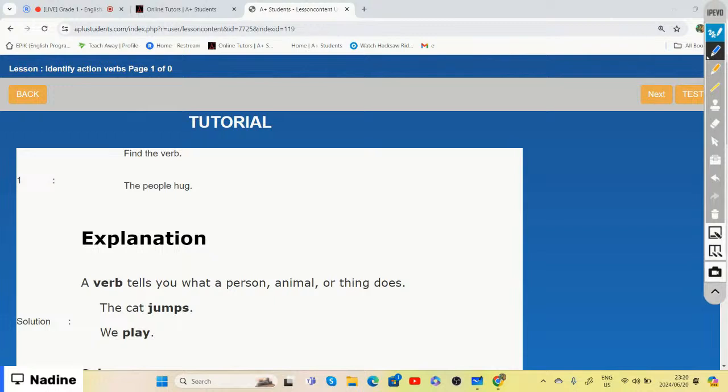What is the action that's taking place? What are the people doing? So we need to underline the verb. All right, and if we were to identify the verb, we would say hug, because that is what people are doing. The people hug, they're hugging each other, right? And that is our verb, that is the action.